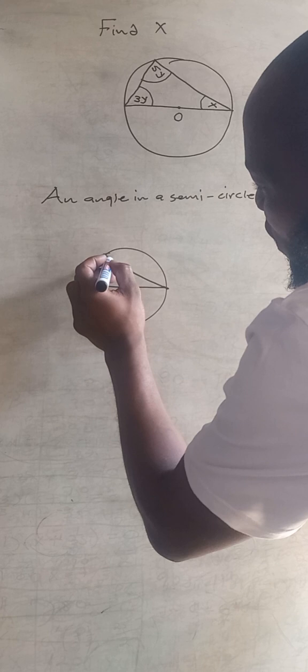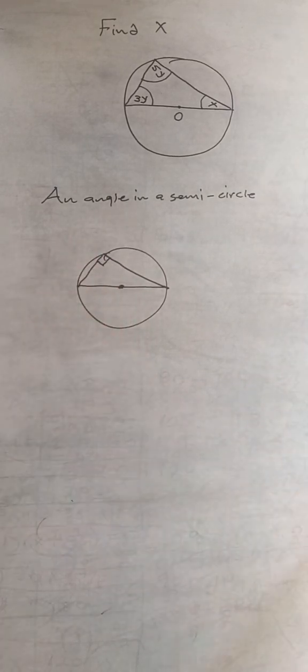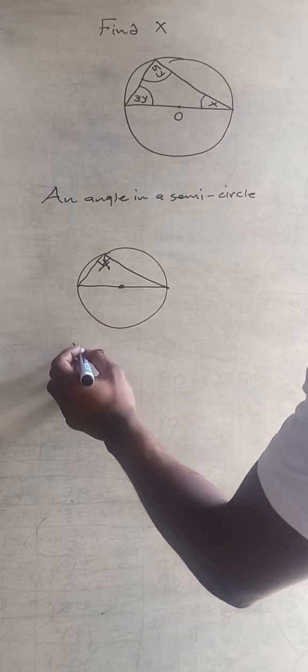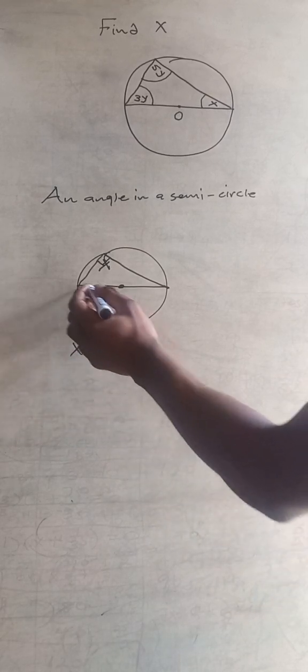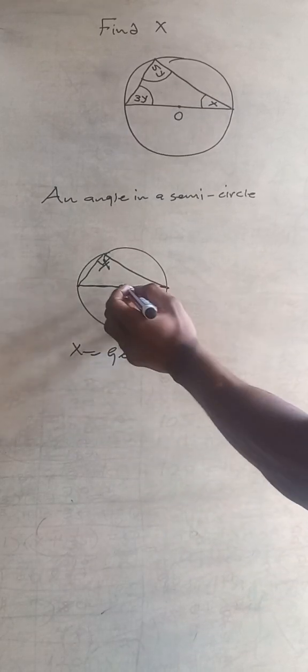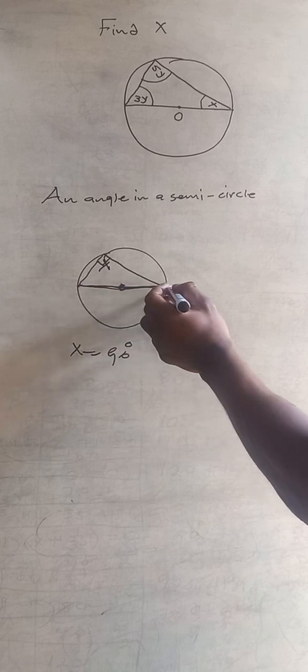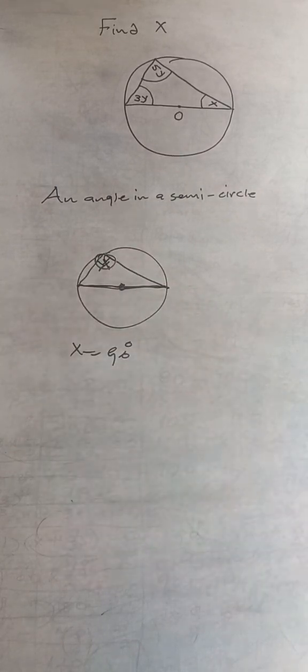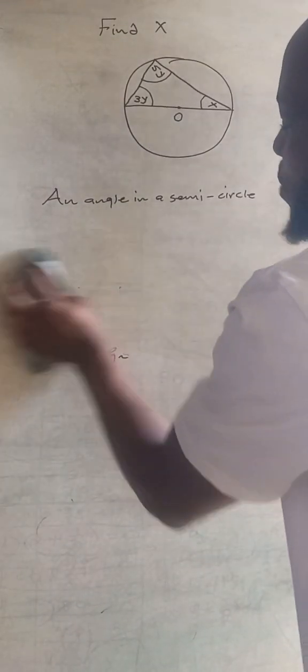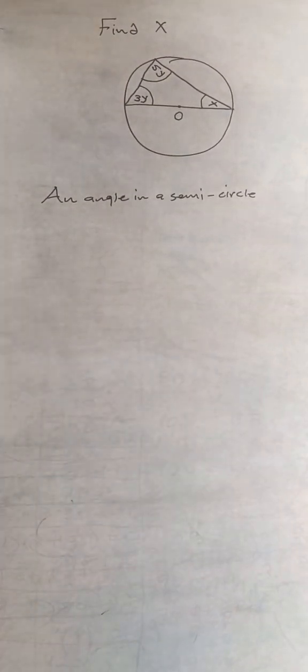So this angle here that is in the semicircle is 90 degrees, right? If they say this is x, therefore x is 90 degrees. If this is a center, this is a diameter, therefore this angle in a semicircle will be 90 degrees. So the reason will be: an angle in a semicircle is 90 degrees.